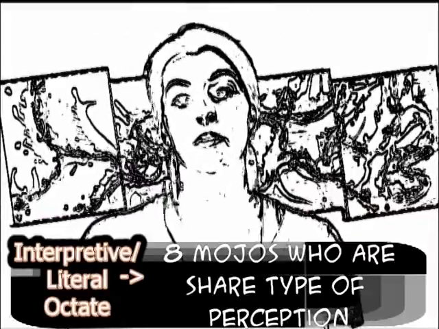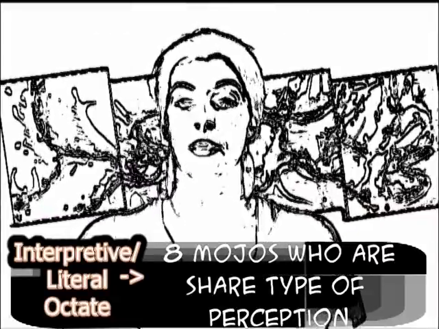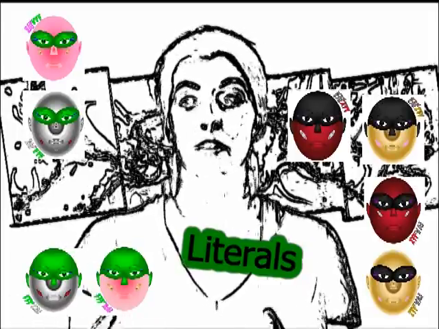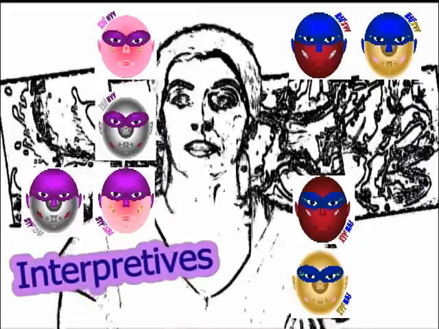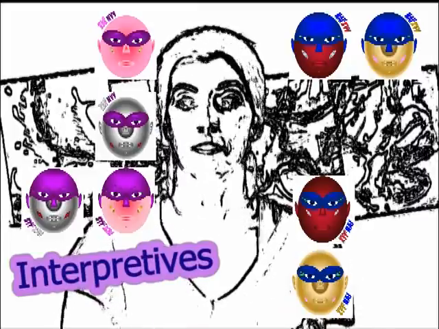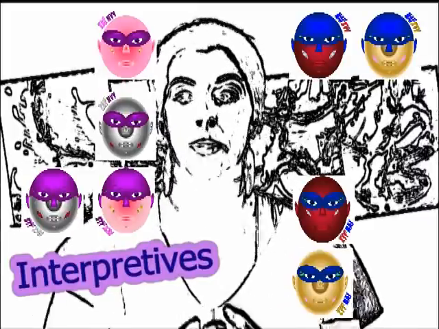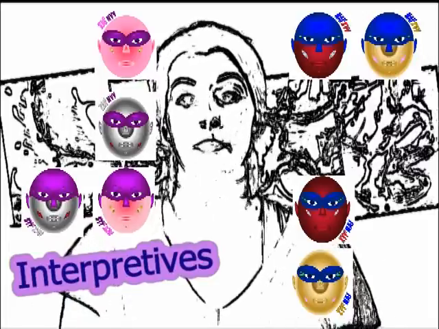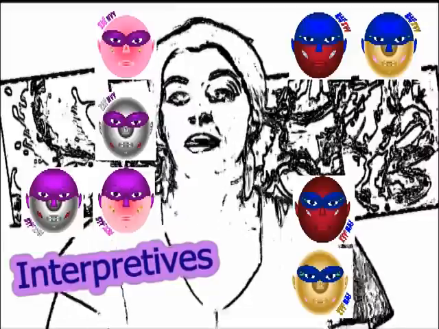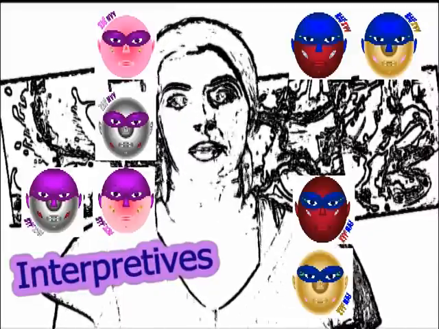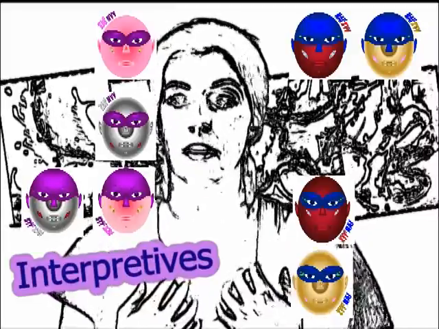The interpretive literal octate refers to the 8 mojos that focus on gathering detail type information, so those would be the literal mojos, versus those who focus on gathering pattern-based information, who would be the interpretives. I'm part of the interpretive mojos because I have Ni as my primary perception, which means that I'm picking up patterns in real time. And so that again will tell me a lot about how I work, how I connect to others.